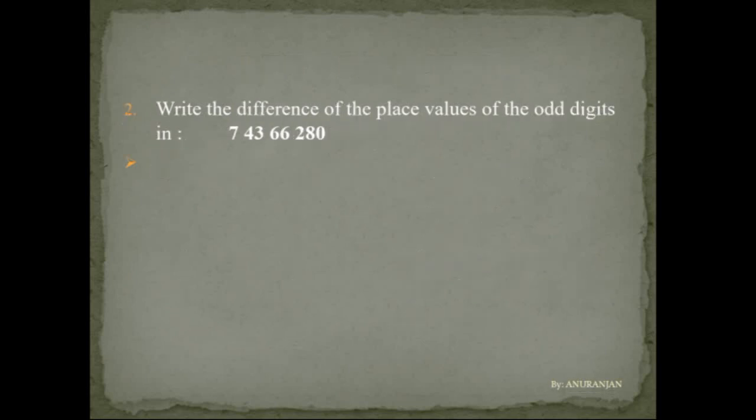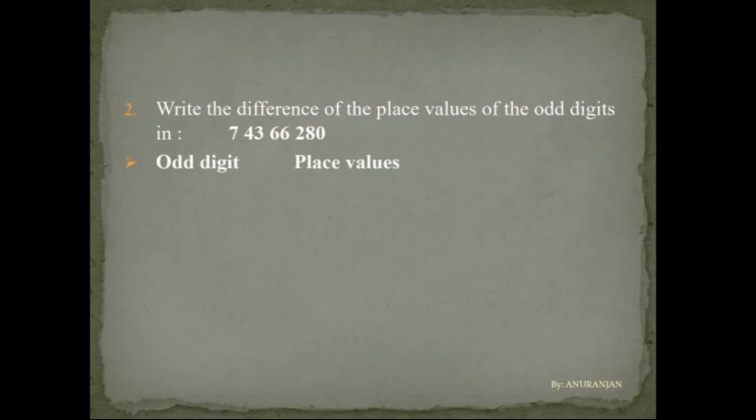Next, write the difference of the place values of the odd digits in 7 crore 43 lakh 66,280. So we have to write the difference of the place values of the odd digits. So we need to identify first the odd digits and their place values we need to find. So let's again make the columns for odd digit and the place values. So what is the first odd digit that we see? 7. So what will the place value of 7 be? 7 is in which place?